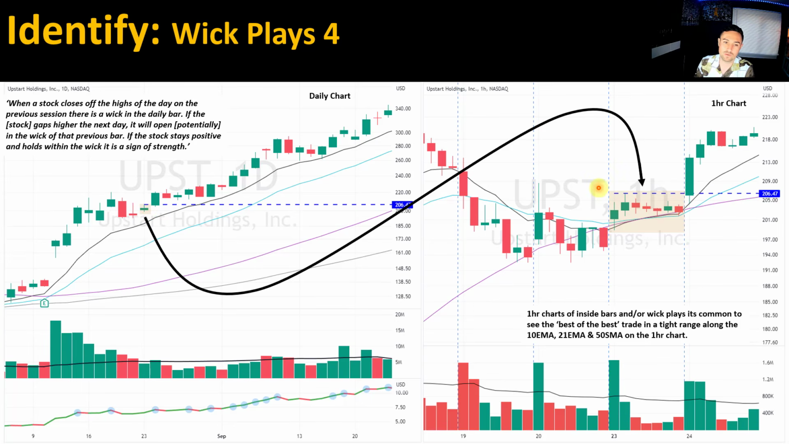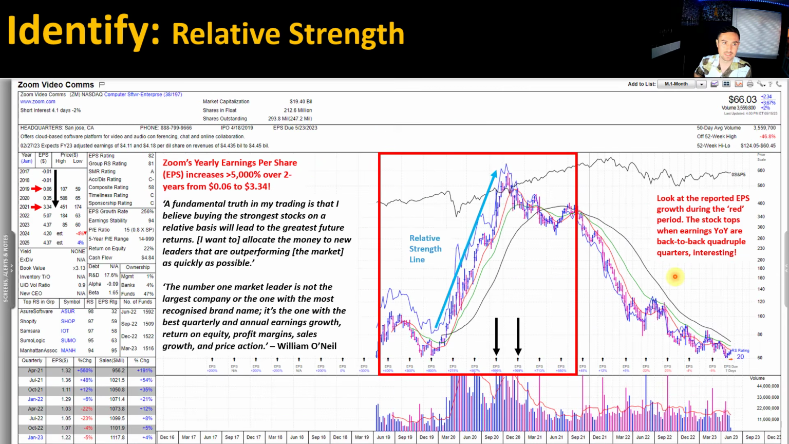Oftentimes when you drill down the actual wick play bar, so you take it from the daily chart to the 1 hour chart, quite oftentimes you can see really tight, nice price action. And on the 1 hour chart, you can often see it consolidating. This is my own anecdotal experience, is 10 EMA, 21 EMA, and the purple line being the 50 SMA. You can see price clustering around that really, really nicely and nice and tight like this. And look how the volume is drying up there. Just kind of a little subtlety to be bringing in.